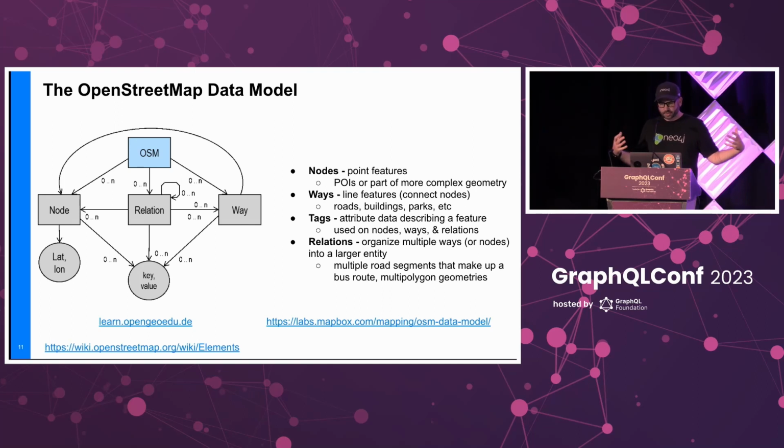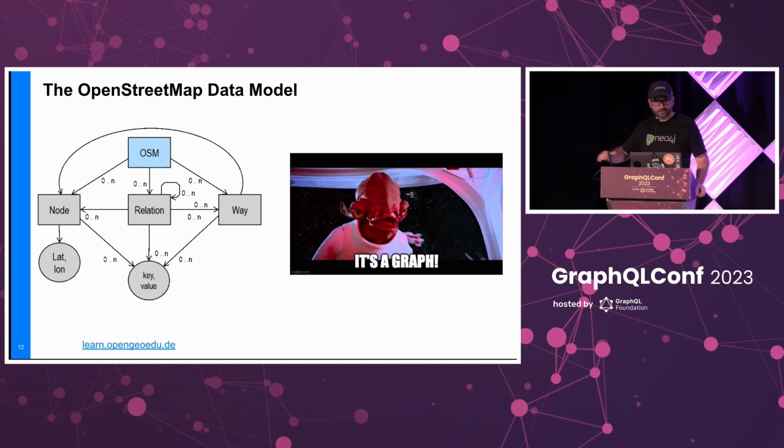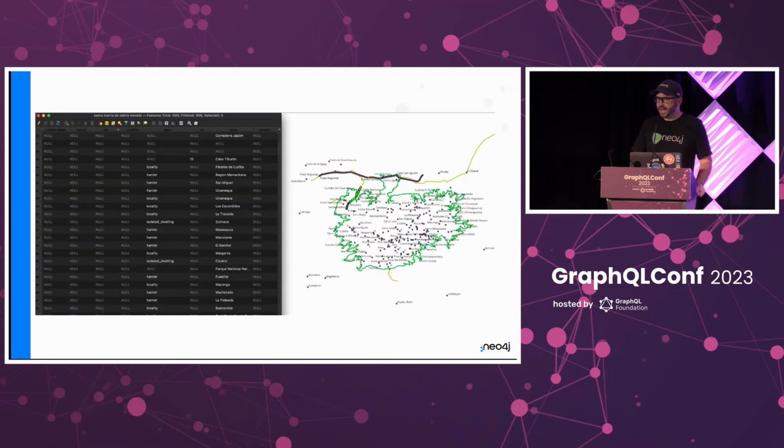Nodes combined together in ways can make up, say, a street segment. We can group those in relations to make up, say, multiple segments of roads for an interstate or something like this. And if you look at this data model, this is also a graph, right? So really we think about our data, and especially within this geospatial realm, in terms of graphs.